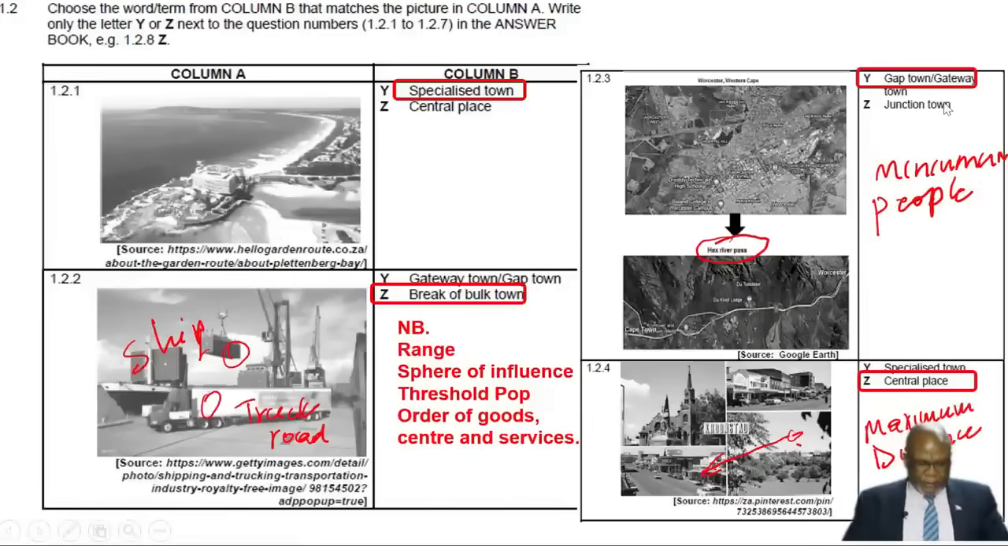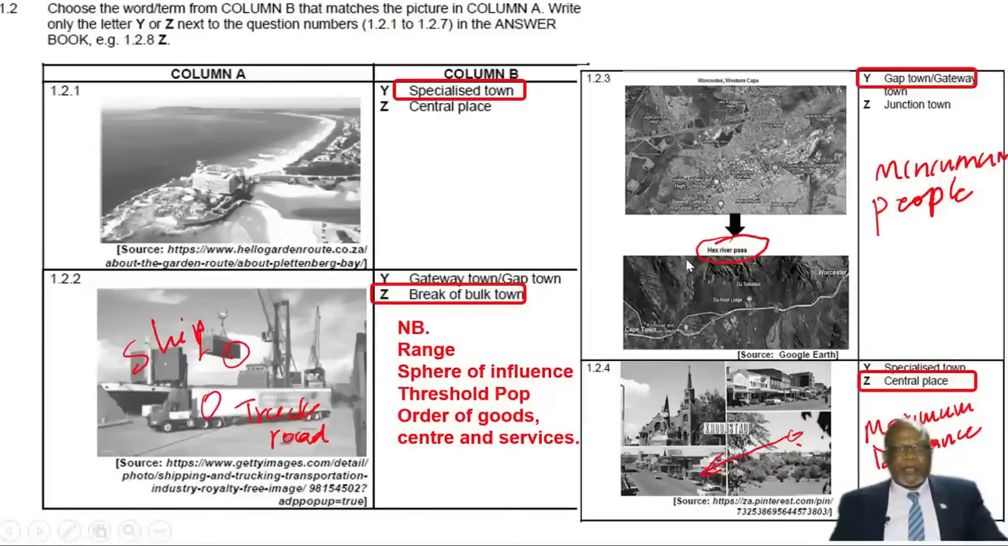And then where do these people come from? The people come from an area called the sphere of influence. What is sphere of influence? It is an area that provides a business with customers.